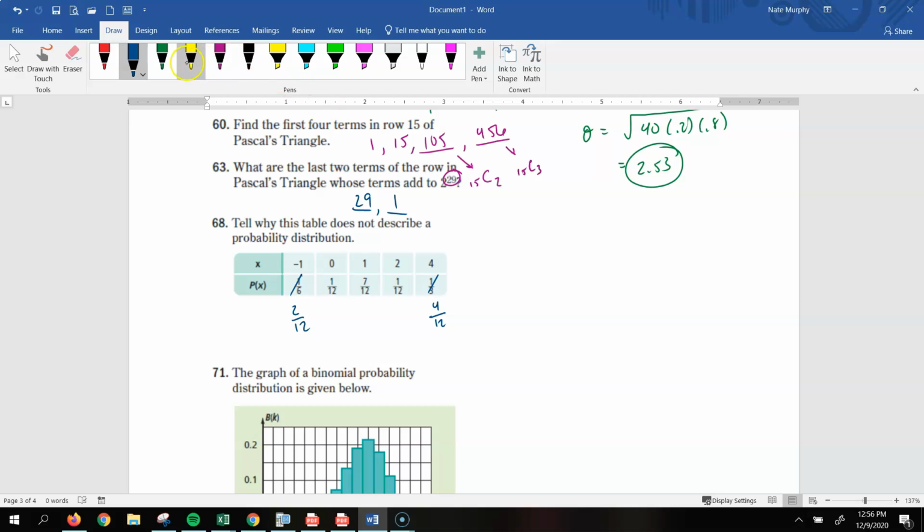So let's add those numerators together since we have a common denominator. So we're going to add all these together. So 2 plus 1 is 3, plus 7 is 10, plus 1 is 11, plus 4 is 15.